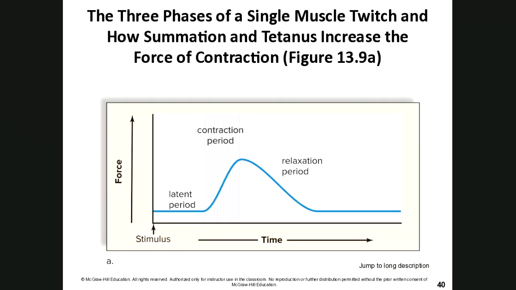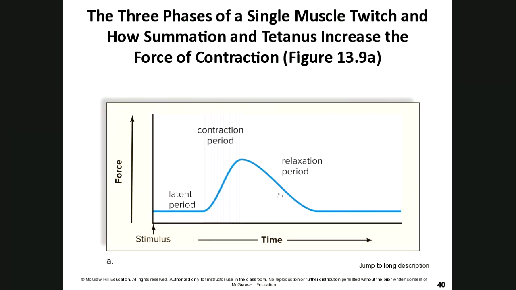For every contraction, there are three phases. We have the latent period, which is just the buildup of all the things we need for the contraction to take place: acetylcholine being released, sodium coming in, calcium being released from the sarcoplasmic reticulum. Then we have the contraction period, where the myosin head is attaching to the thin filament and pulling it in towards the center. And then we have relaxation: acetylcholine goes back into the synaptic terminal of the nerve cell, calcium goes back into the sarcoplasmic reticulum, and the myosin heads are recocked.